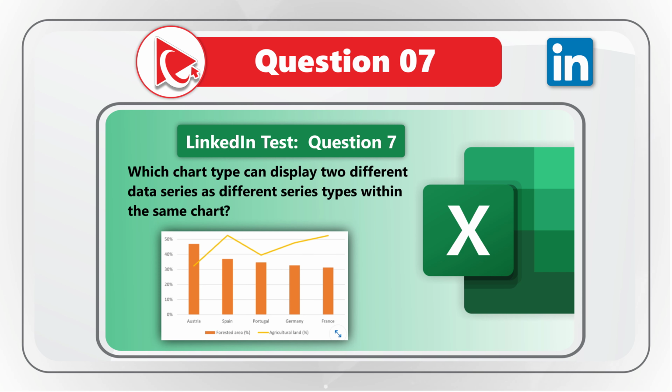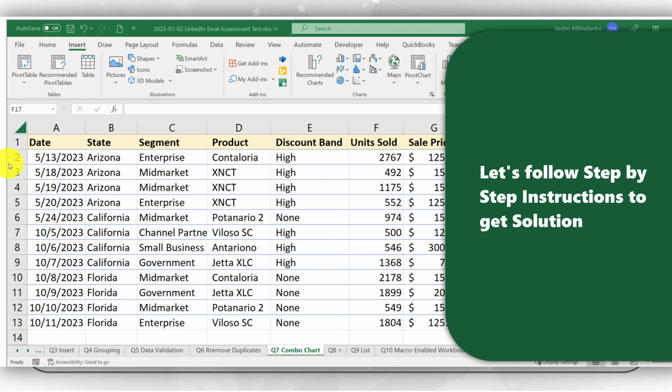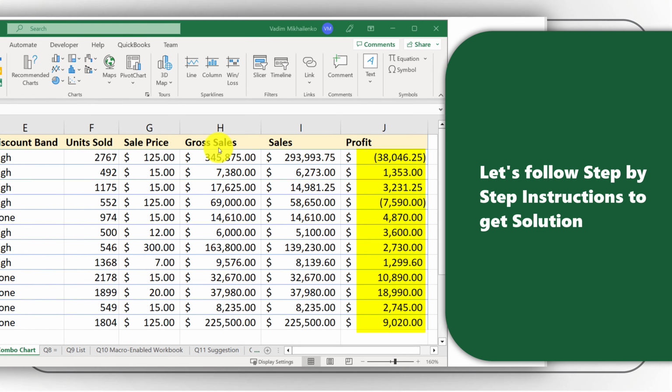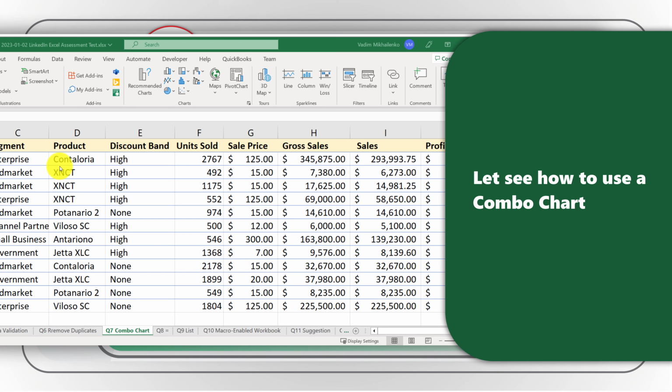We are presented with the data set that shows sales in different states, different segments, by different products, and it includes sales price, gross sales, sales and profit data. So let's build a combo chart to demonstrate how you can present multiple values. Let's do a combo chart for the product and then select units sold, sales price, gross sales, as well as the sales column. You will navigate to the Insert tab and then select Insert Recommended Chart.